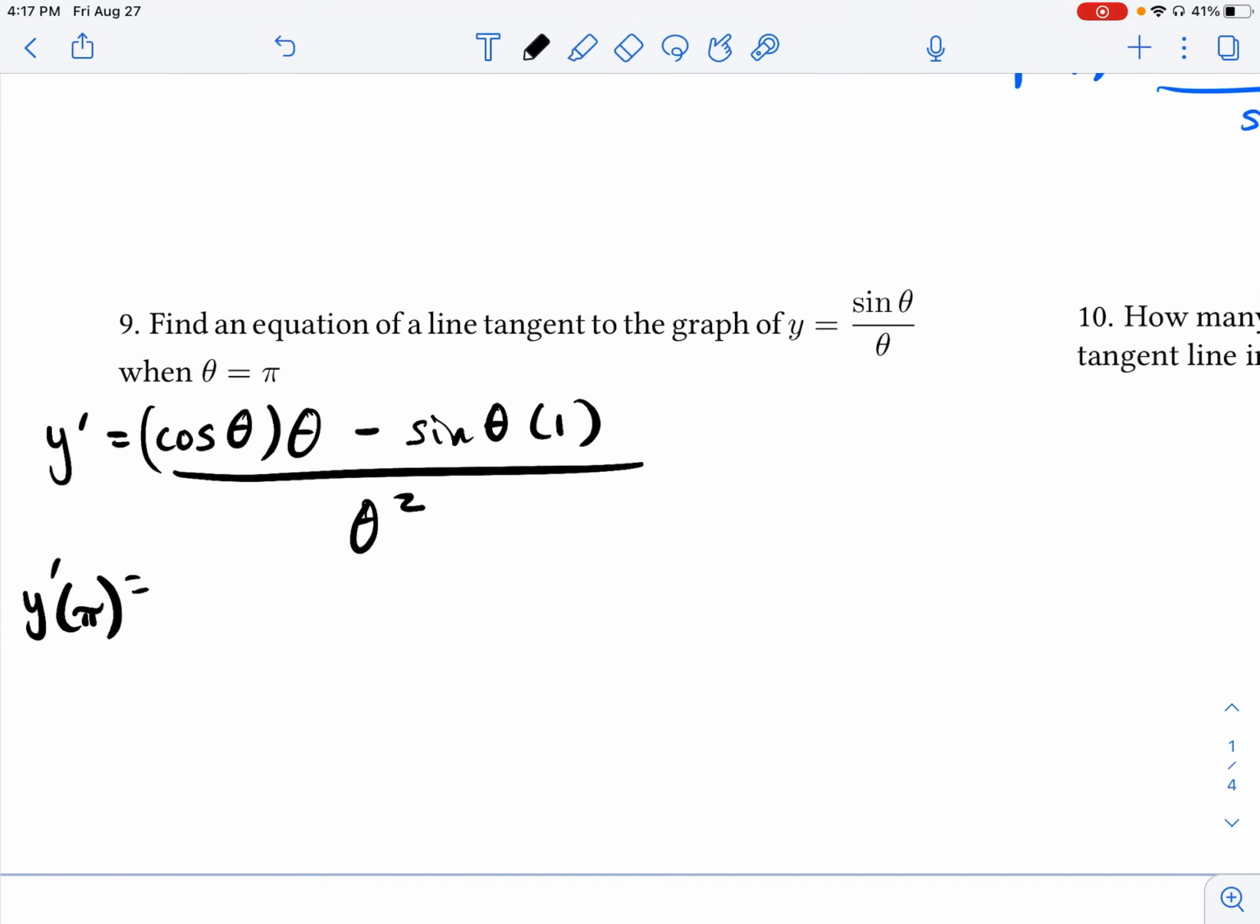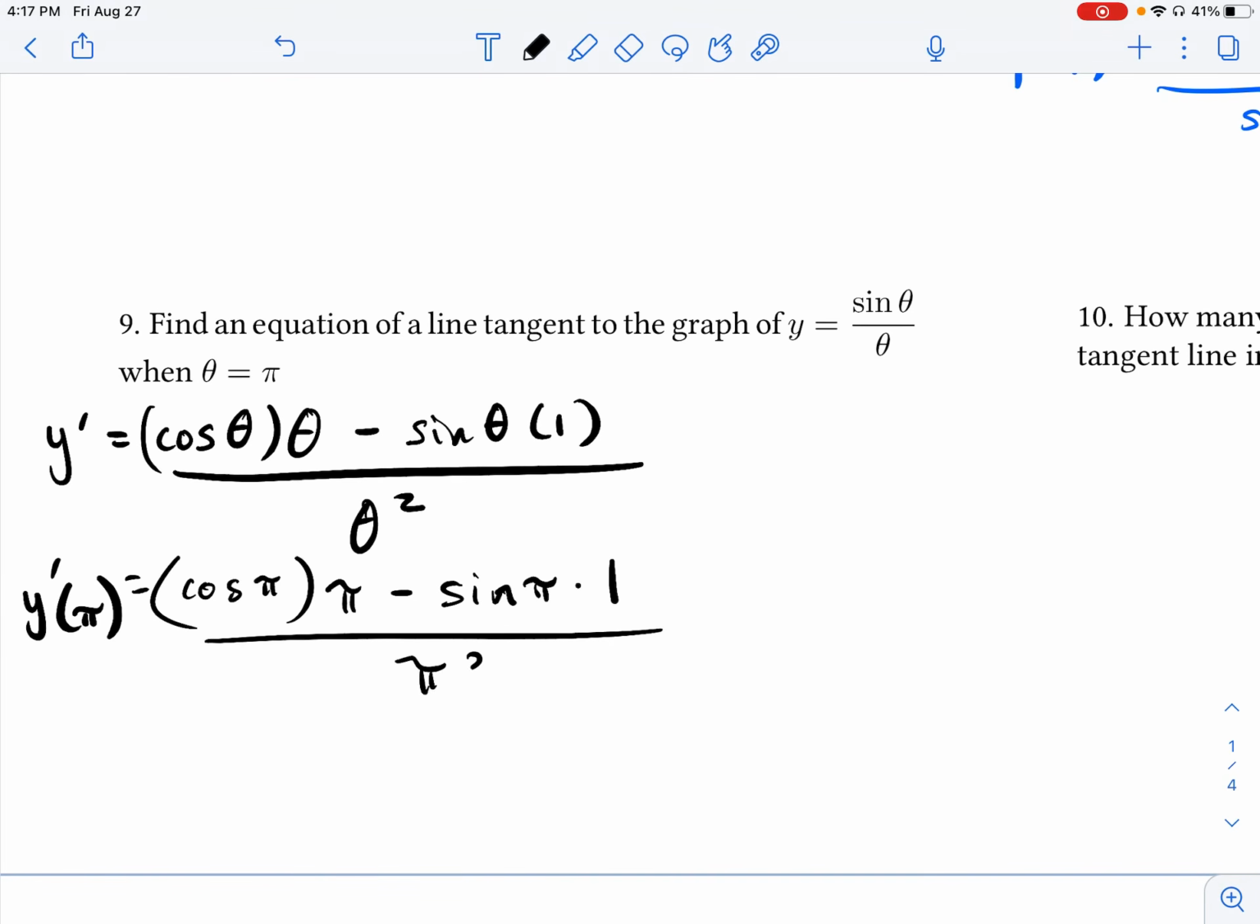So cosine of pi times pi minus the sine of pi times 1. All of this over pi squared. Well, if we evaluate each of these trig functions, the cosine of pi is just negative 1 times pi is negative pi. Sine of pi is 0, so we don't really have to write anything else after that, and all of that is over pi squared. So this is just negative 1 over pi. So what we've just found is the slope of our tangent line at theta is equal to pi.